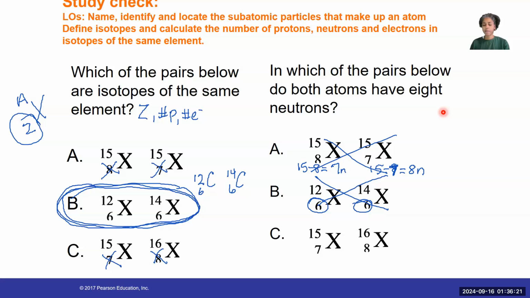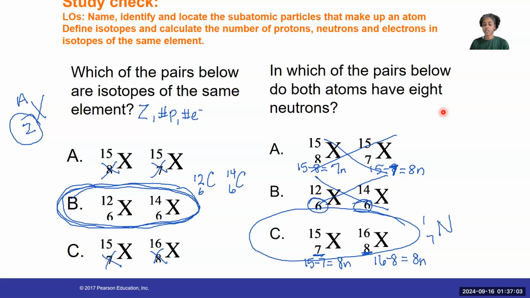Let's take a look at C. So A is 15. 15 minus 7 gives us 8 neutrons. For this other atom here, 16 minus 8 also gives us 8 neutrons. Now, are these atoms of the same element? Are these isotopes? No, they're not isotopes, because an atom with an atomic number of 7 is nitrogen, and the atom with the atomic number of 8 is oxygen. So we would write these as nitrogen 15 and oxygen 16. Notice we named the isotope by its mass number.